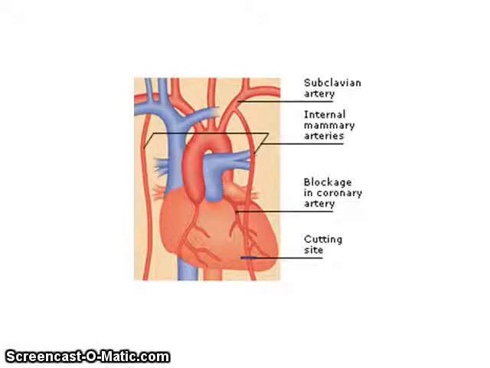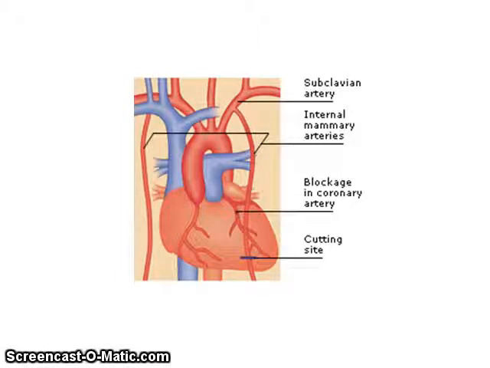The next item on the list is the internal mammary artery. This picture is a good demonstration: here is the left subclavian artery, and here is the internal mammary artery coming down. It travels inferiorly down the chest wall. And this diagram is actually demonstrating how this artery can be used as a bypass graft during open heart surgery.